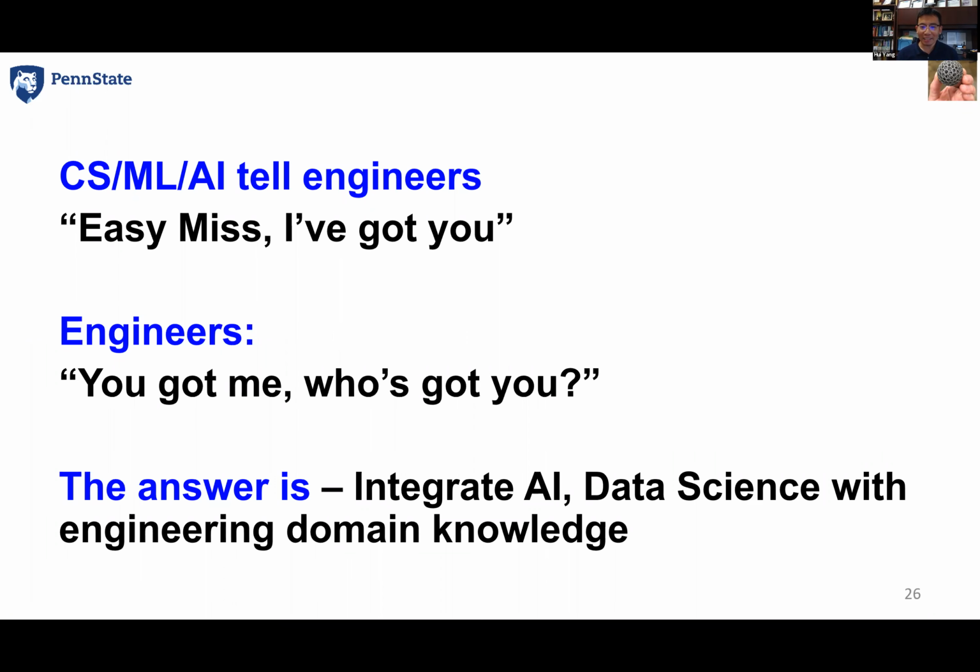integrating AI and data science with engineering domain knowledge. If you only have AI without domain knowledge, it will not work. But sometimes, if you only have domain knowledge, the research can still work. But AI or data science makes the engineering models and engineering solutions much better. So that's why we need to connect and do interdisciplinary research and discovery.